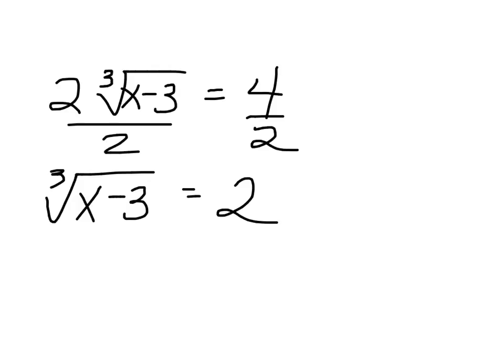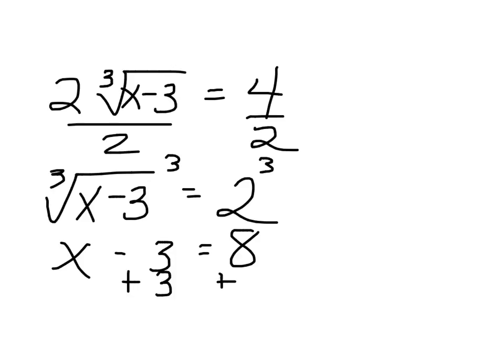Then how do I get rid of the cube root? You cube it. All right. And on this particular thing, when you cube a cube root, what do you get? X minus 3 comes out. And on the other side, what is 2 to the third power? 8. Good. Glad you didn't say 6. Then, how do I solve for x? Add 3. And what is 8 plus 3?